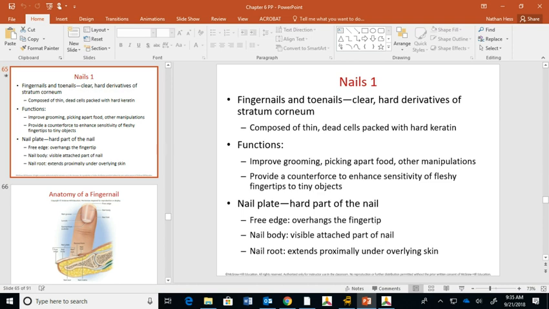Easy to paint, right? That's the whole function. No, kidding. She knew it, right?